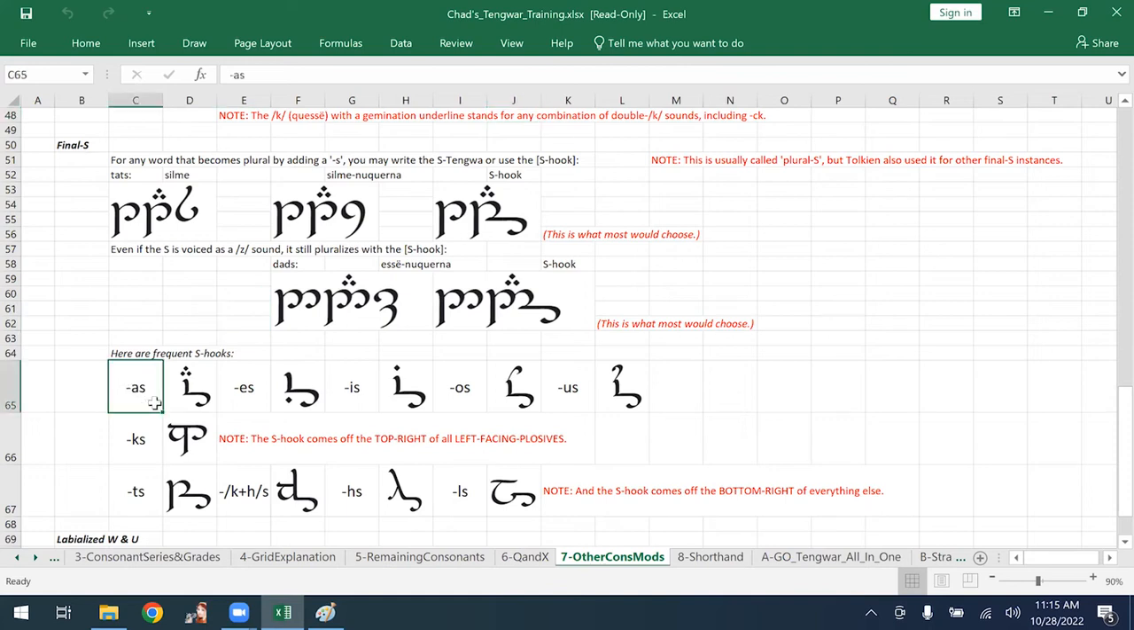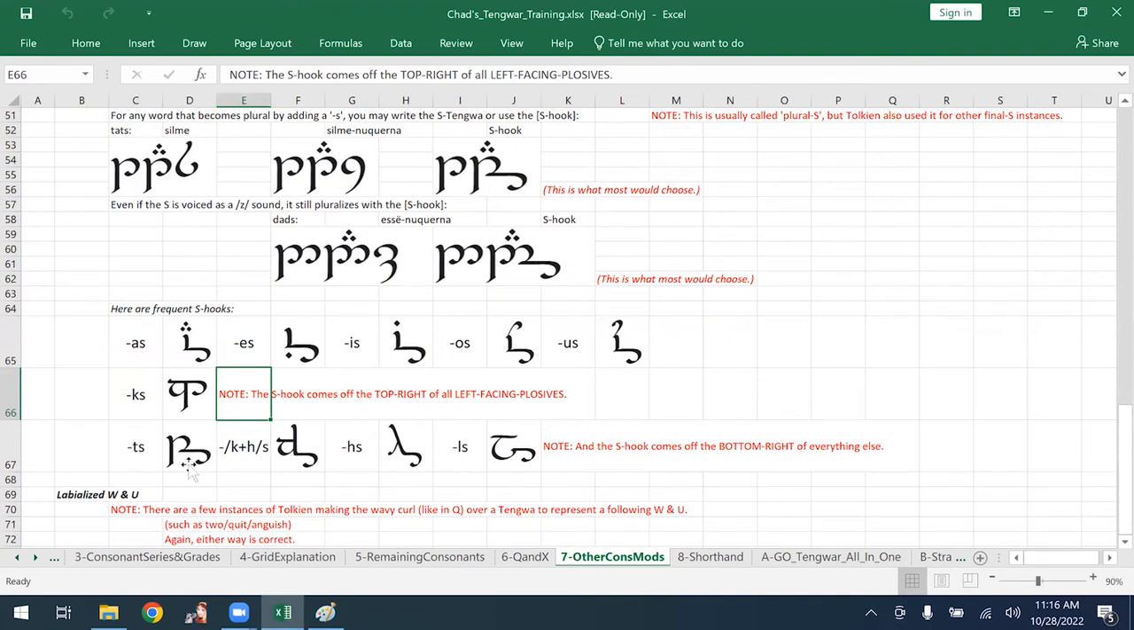You could have like an A-S, E-S, I-S. Oh, these are all vowel ones. K-S, you notice it comes off the close, the luva closing deal there. That is downward facing. The S hook comes off the top right of all left facing plosives. That's a mouthful there. So there's TS. It's easier on these like this. TS. That's the Bach one. HS, LS, so on and so forth.